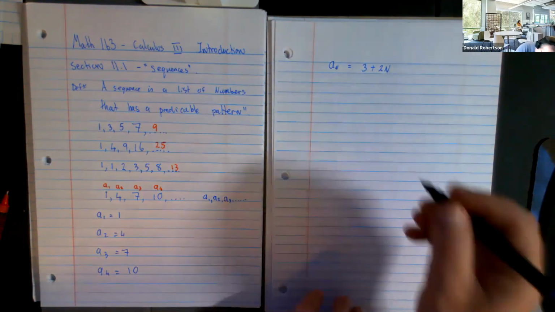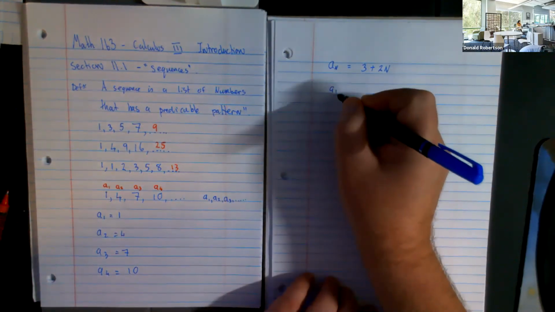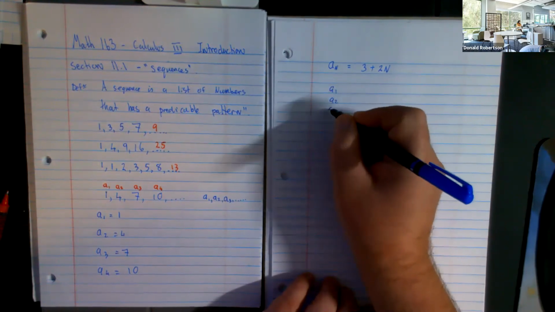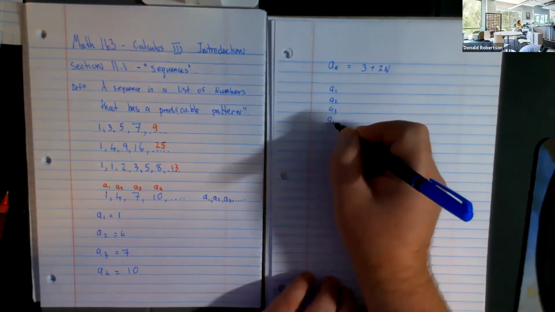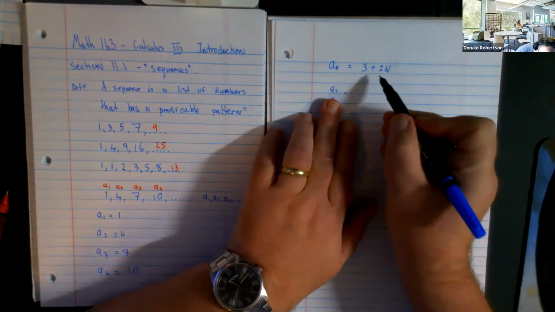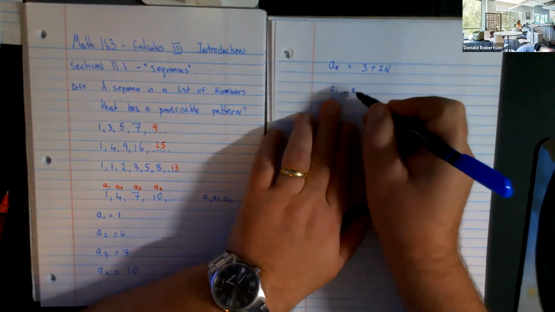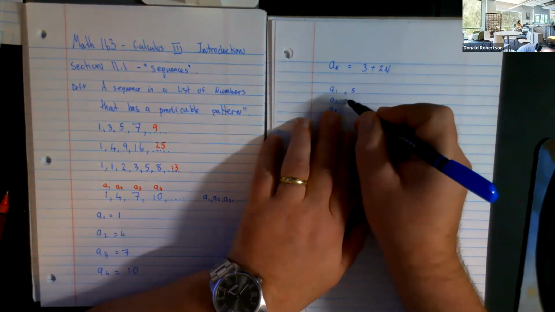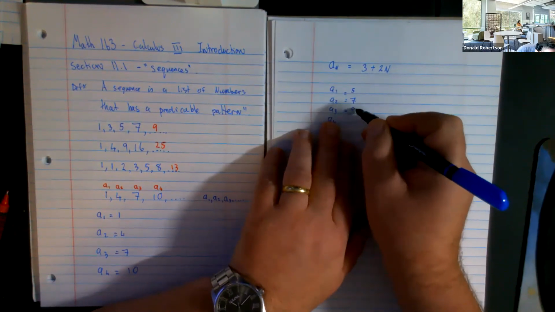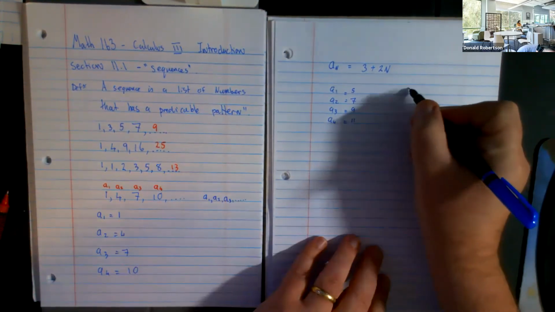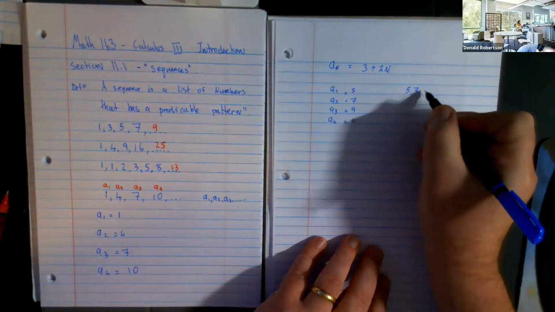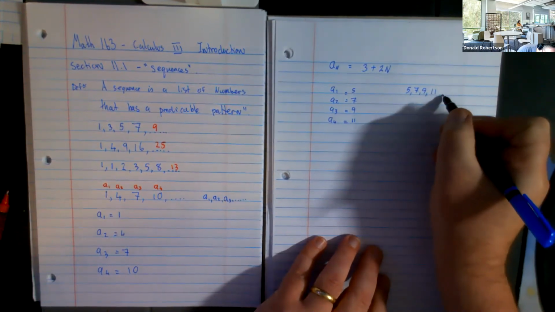Right. So the first 4 numbers would be a1, a2, a3, and a4. A1, 3 plus 2 gets you 5. A2, 3 plus 4 gets you 7, 9, 11. So as a sequence, it would be 5, 7, 9, and 11, and so on, right?